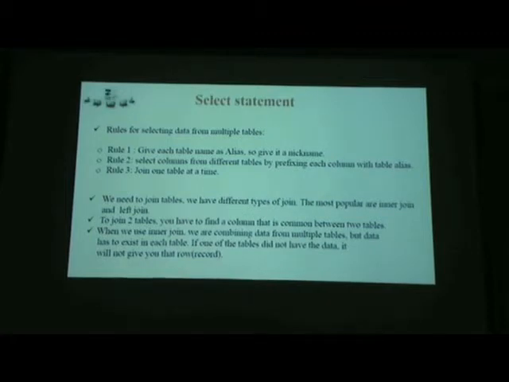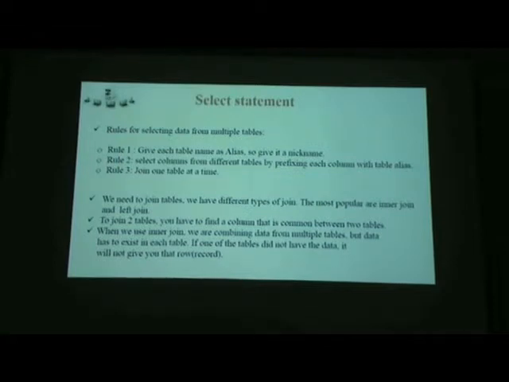Sometimes we need to select data from multiple tables. Whatever I explained so far is selecting data from one table. So what if you want to select data from multiple tables? In that case, you need to do a join, because you will have multiple tables and you will look for a common column between these tables. So always follow these three important rules. If you follow these rules, there will not be any confusion.